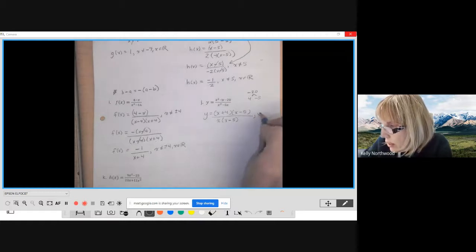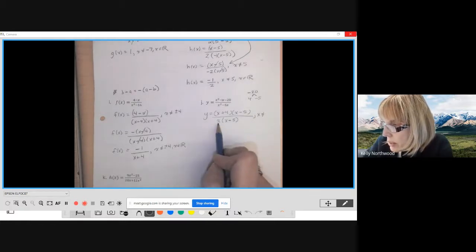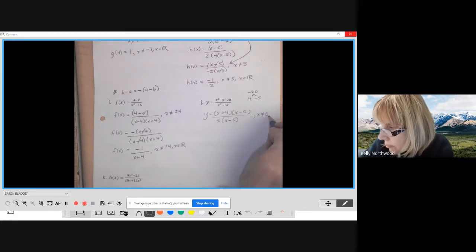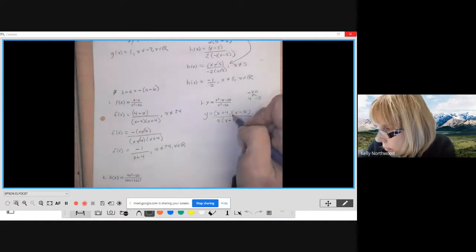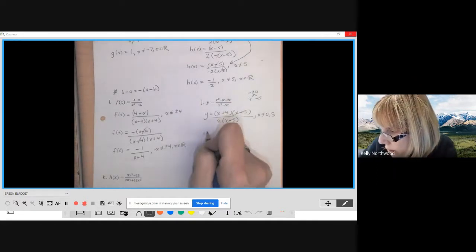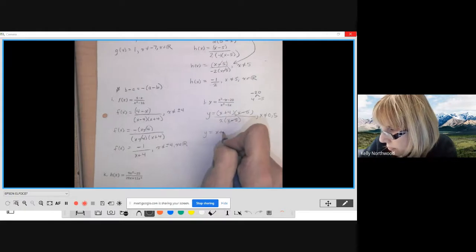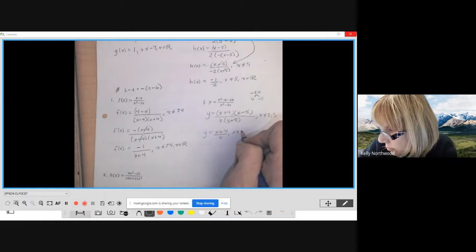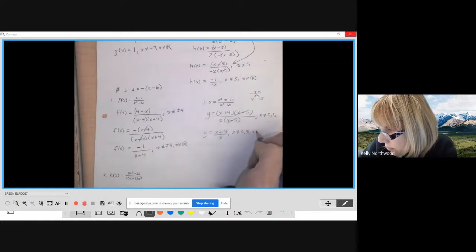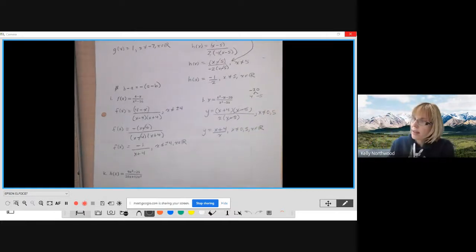And then my restricted values. The denominator can't be 0, so x can't be 0, because 0 times -5 would be 0. And x can't be +5, because 5 times 0 would be 0. So now I can divide out my like factors in the numerator and the denominator, and then tack the domain onto the end, and you're done.